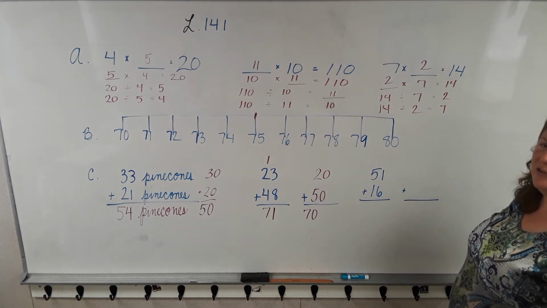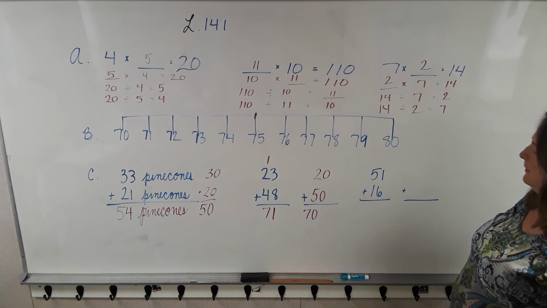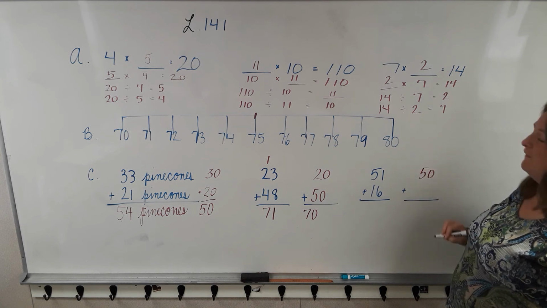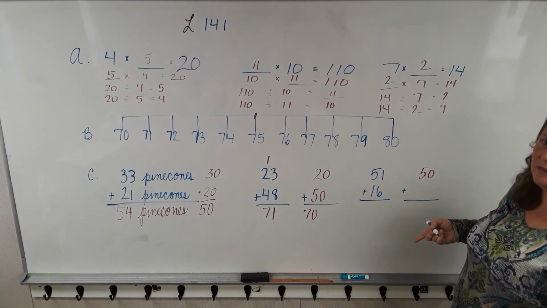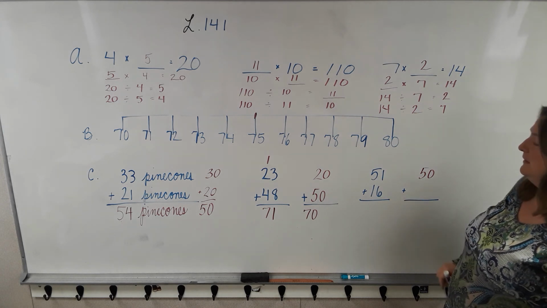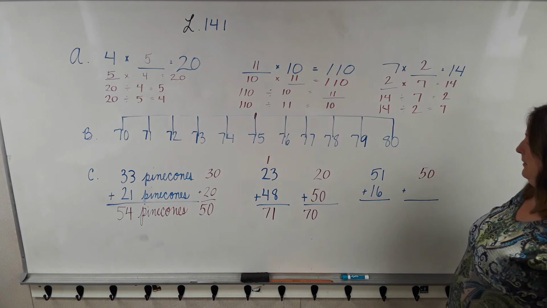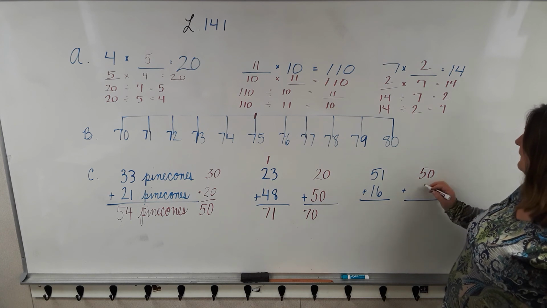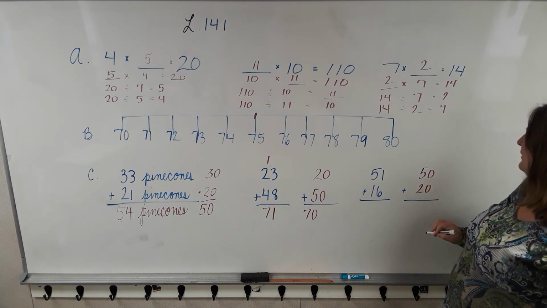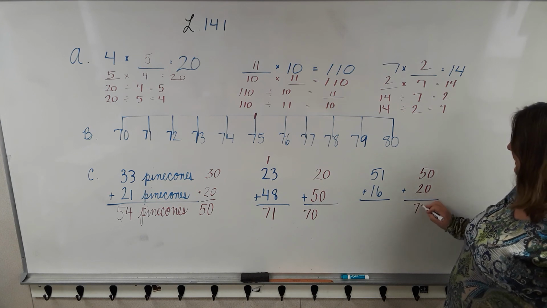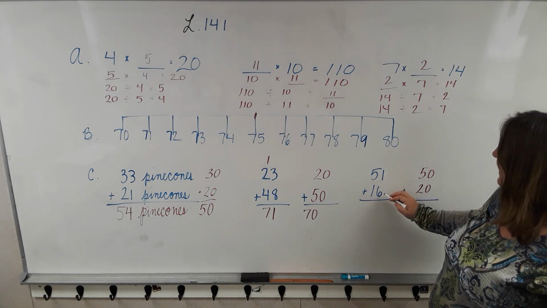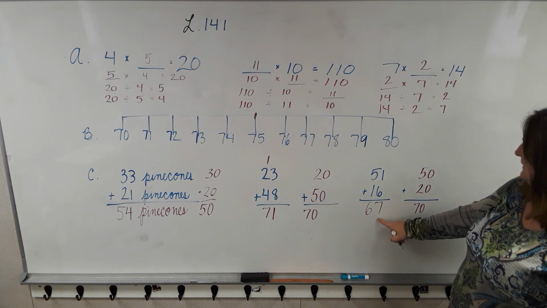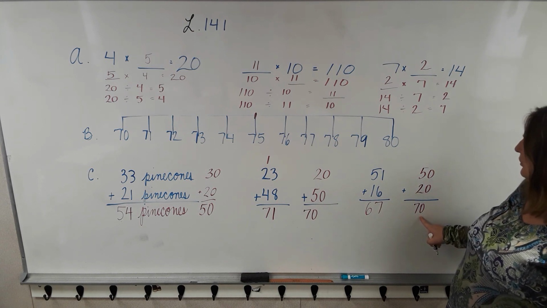What does 51 round to if we round to the nearest 10? It rounds to 50 because 51 is between 50 and 60, and 51 is lower than 55. 16. Does 16 round to 10 or to 20? Well, the halfway mark would be 15, and 16 is higher than 15, so we round to 20. What's 50 plus 20? 70. Let's go ahead and do this. 1 plus 6 equals 7. 5 plus 1 equals 6. 67 is close to 70. It's a good estimate.